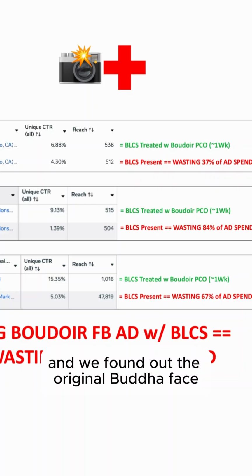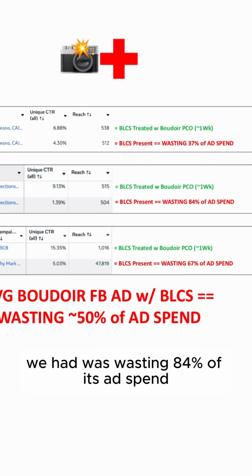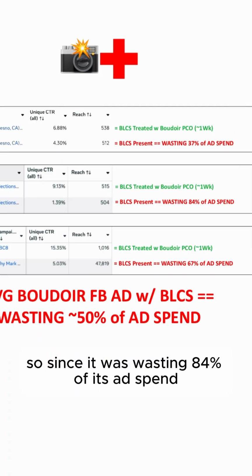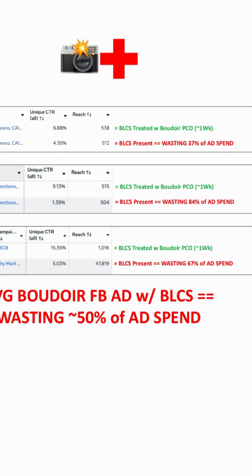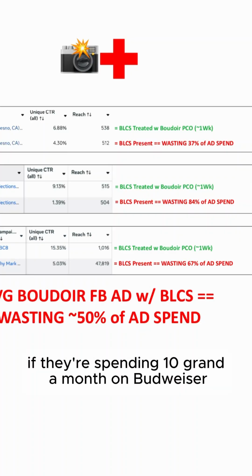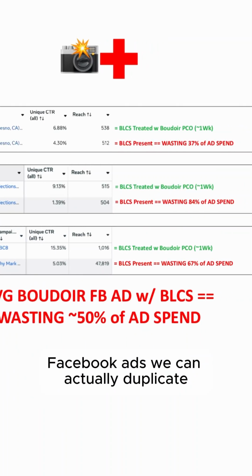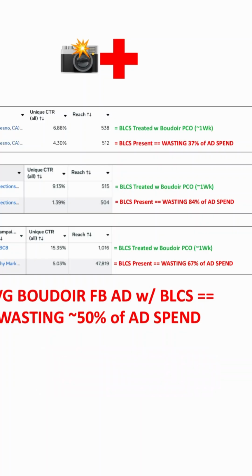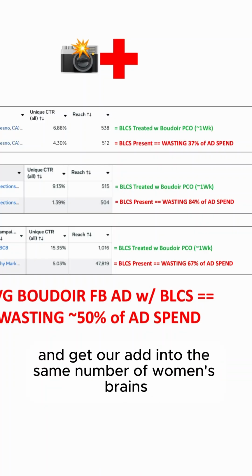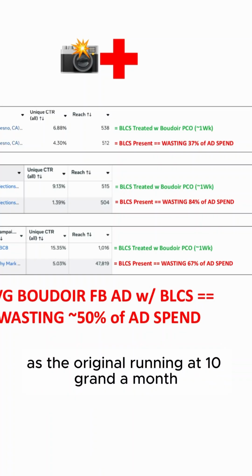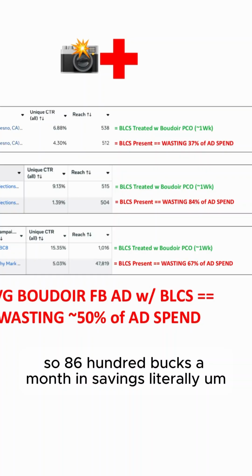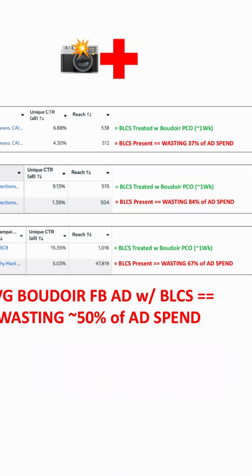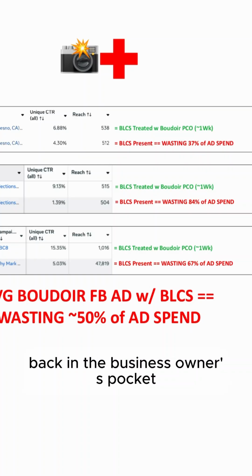And we found out the original Boudoir Facebook ad is wasting 84% of its ad spend. So since it is wasting 84% of its ad spend, if they're spending 10 grand a month on Boudoir Facebook ads, we can just take our spend and put it on the Boudoir Pico treated ad at $1,600 a month and get our ad into the same number of women's brains as the original running at 10 grand a month. So $8,600 a month in savings. Literally, what's that? 100 grand in the next year, kind of like phantom profit back in the business owner's pocket.